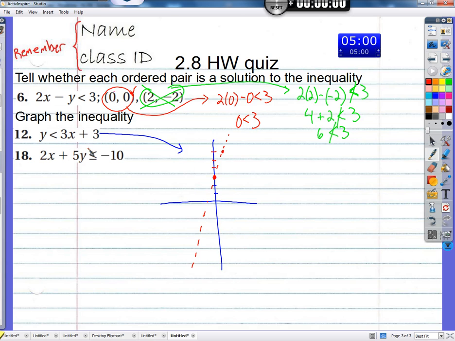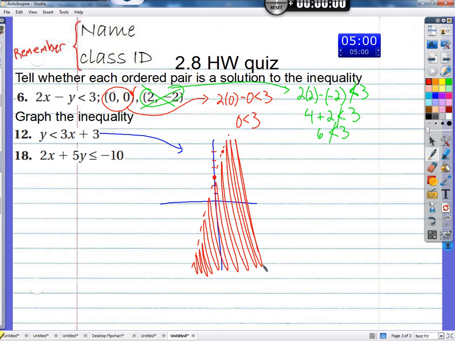But I don't want those y's. I don't want the y's that come out to be on the line. I want y's that are less than that. So where are y's that are less than that? Y is a vertical thing. Bigger numbers are up here. Smaller numbers are down here. And if we want y values that are less than the y values on the line, then we want to shade below.